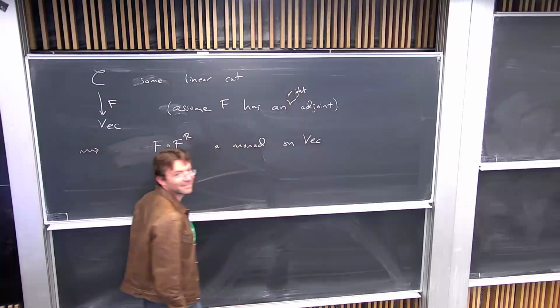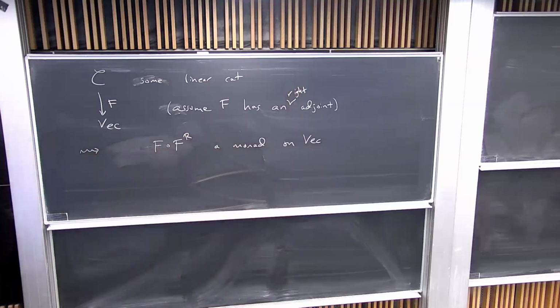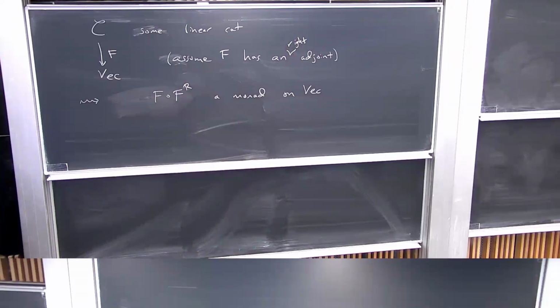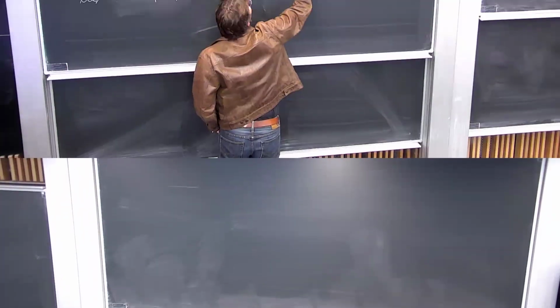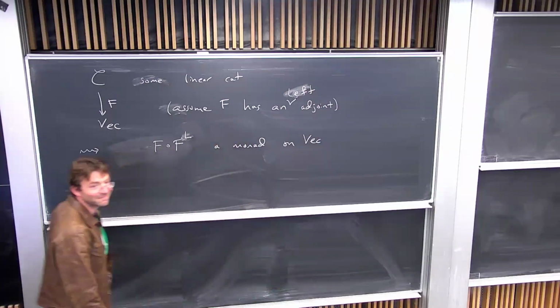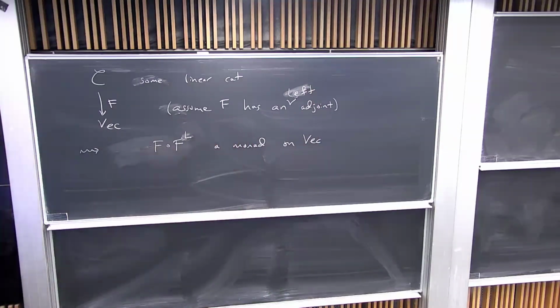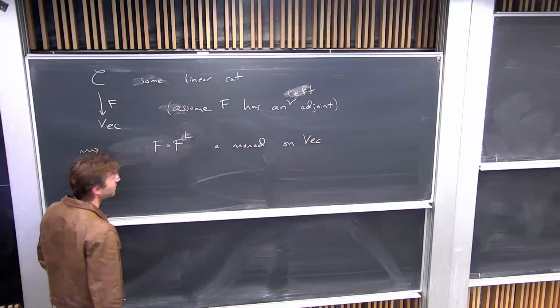Wait, no, sorry. I wrote down left and then I said right. It really depends what you're going to do with it. Let's have a monad and not a comonad. So then it'll be a monad on Vec.